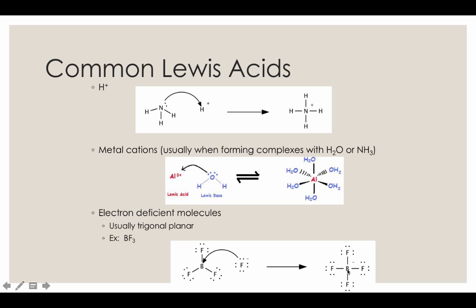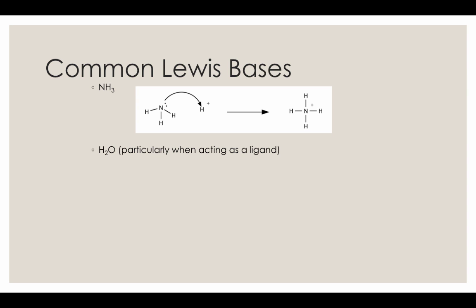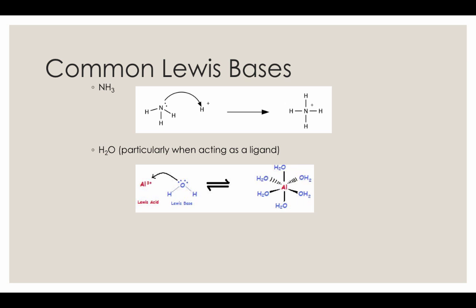Looking at some common Lewis bases, NH3 is quite common. This again is the same example we've seen, NH3 acting as the electron pair donor to form a bond between the nitrogen and the hydrogen. Water is another common Lewis base, particularly when it acts as a ligand in a hydrated complex. Again, we see the example with our aluminum ion acting as our Lewis acid and our water molecules acting as our Lewis bases. Water molecules that form a complex like this are often called ligands.